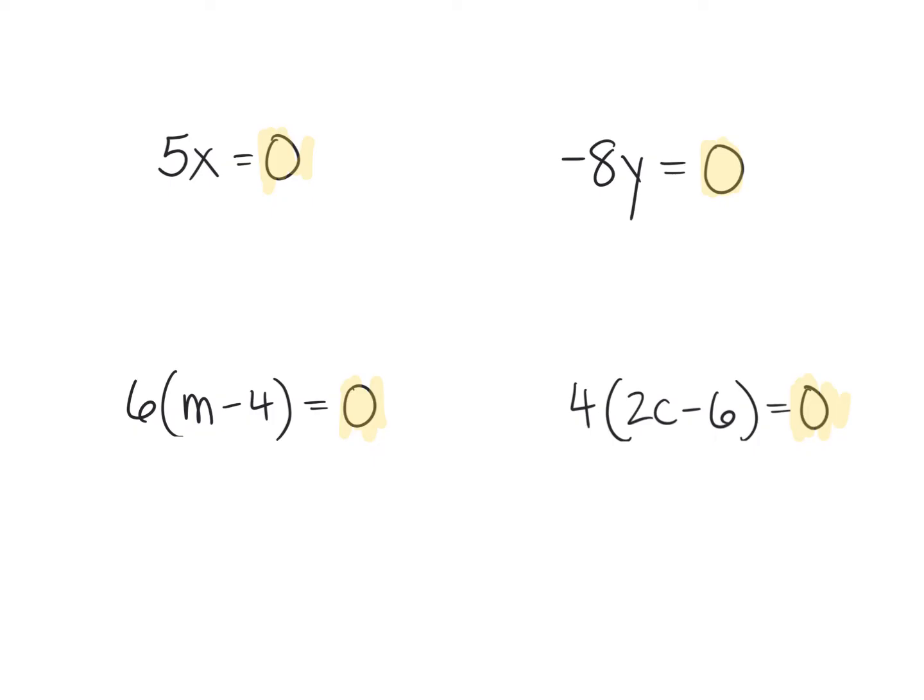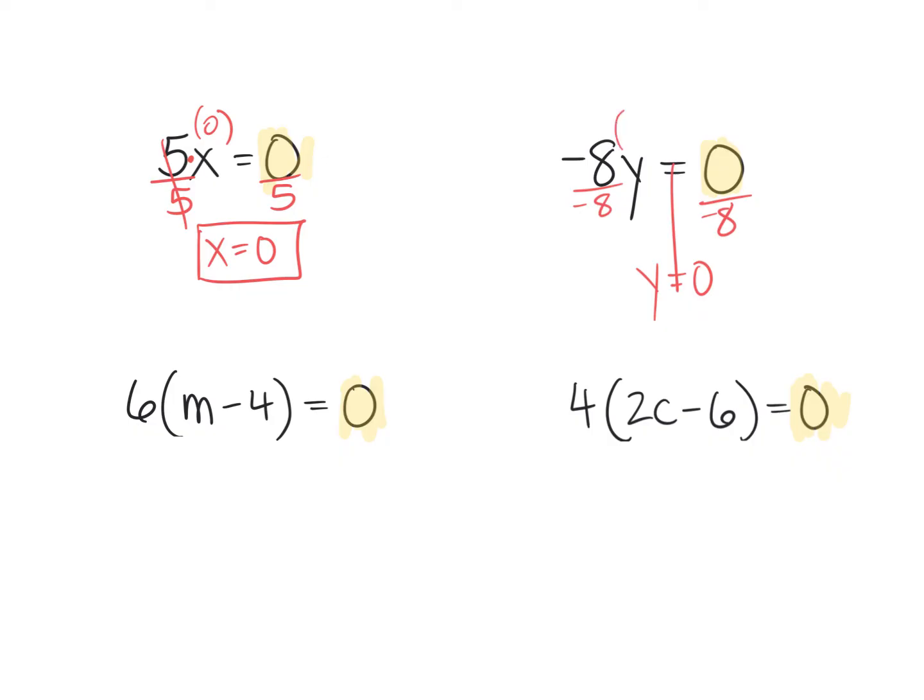All right, so this first one, this is saying 5 times something is 0. Well, if you wanted to solve it this way, you could divide by 5, and I end up with 0. If I wanted to check it, 5 times 0 is indeed 0. Same thing here. If I wanted to solve for y, I could divide by -8, but I still end up with y equals 0. Again, a quick check, -8 times 0 is 0.